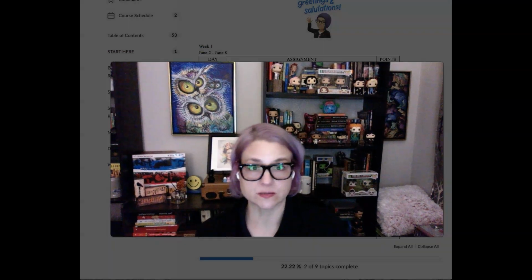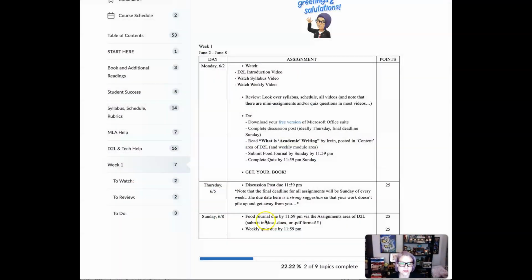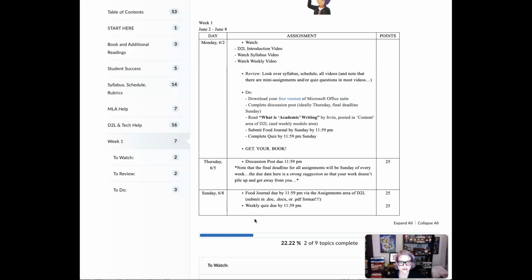Get it out of the way so that then you have time to work on your, like this week, your food journal, and quizzes will always be on Sundays. Yes, you do have that 48-hour grace period, so that kind of accounts for, we can push that to Sunday for the discussion post, but then the grace period also applies to those things due on Sunday.